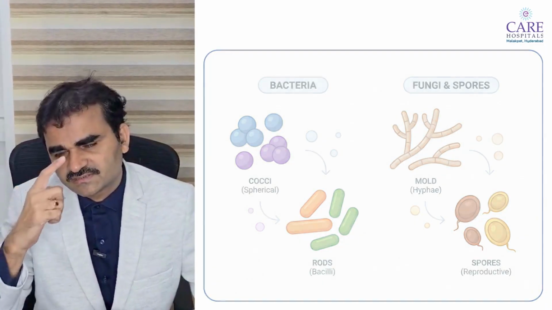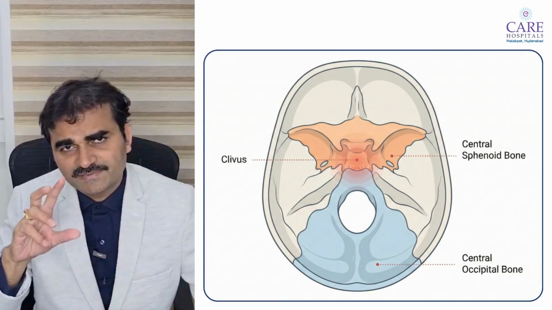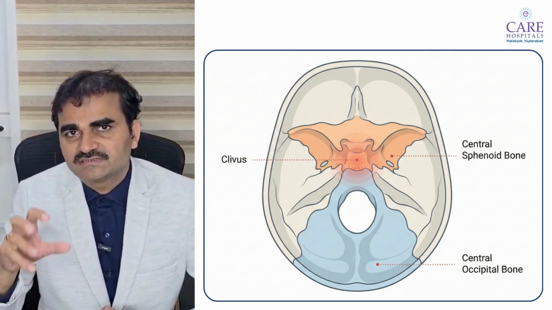Central skull base infection occurs in the clivus region and the central part of the occipital bone, even the central part of the sphenoid bone. It spreads from sphenoid sinus and ethmoid sinus infections.